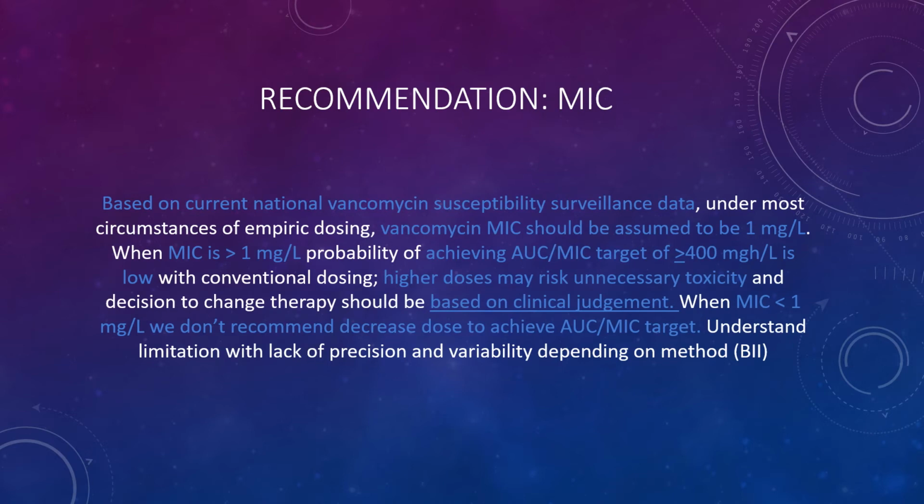Which leads me to the first recommendation we have today, which is basically based on the current MIC values, we can assume for empiric dosing that the MIC value will be 1. If MIC is actually greater than 1, the probability of achieving that target of greater than 400 is low, and it's not worth doing those higher doses because it might increase the chance of toxicity, and therefore you want to use clinical judgment during that. And whenever MIC is less than 1, they actually don't recommend increasing the dose.